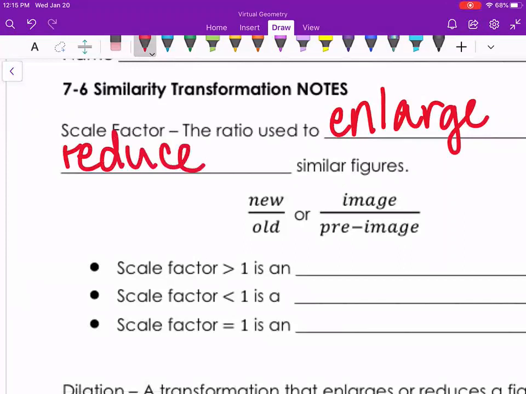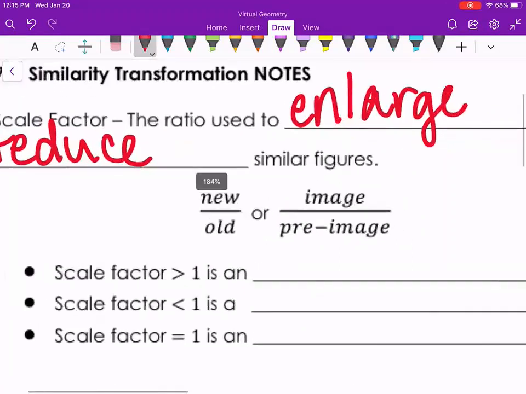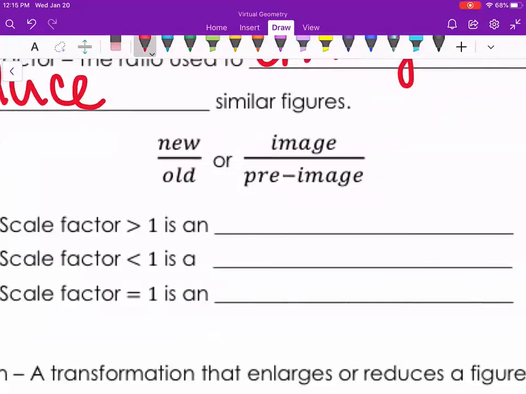Now, I mentioned when we first looked at scale factor that it was the comparison of stuff from your new shape over stuff from your old shape. So when we look at that as a ratio, we get new over old. The new shape is called your image. Your old shape is called the pre-image. Just remember, pre means before, in this case before the change, before reducing or enlarging.